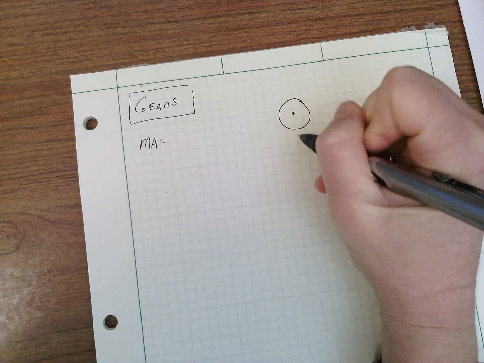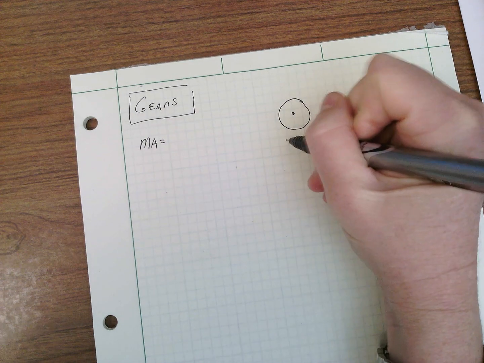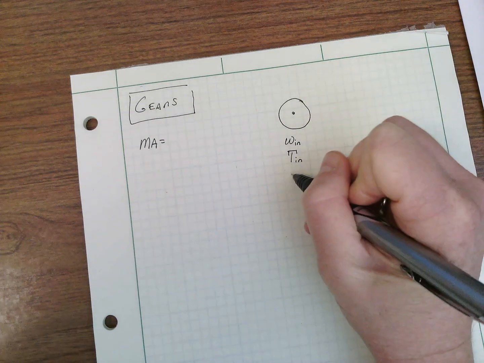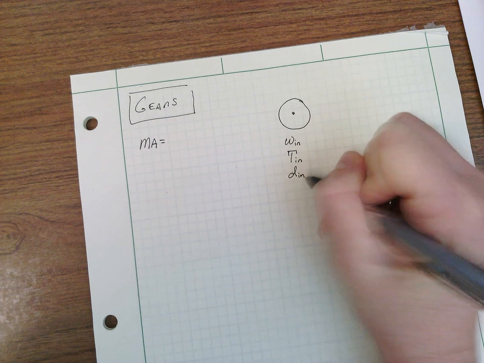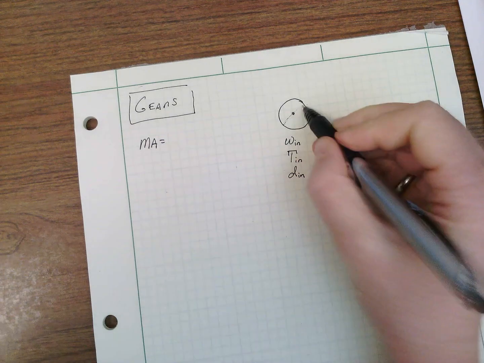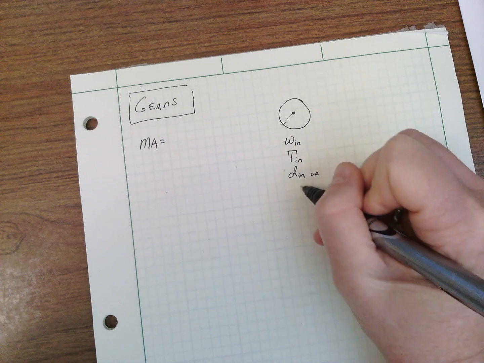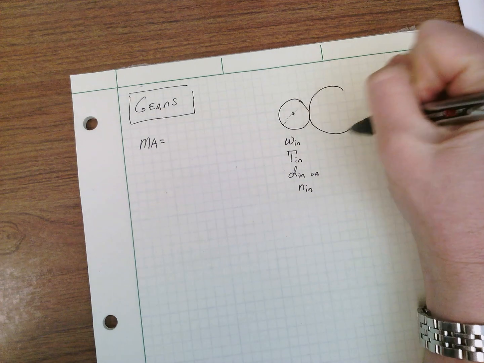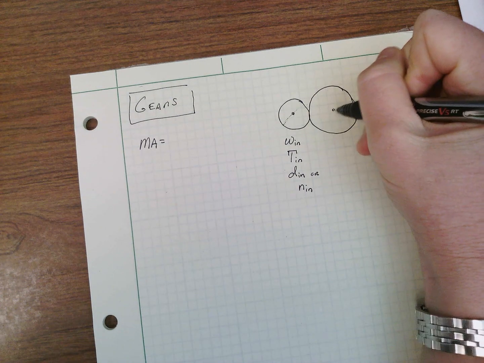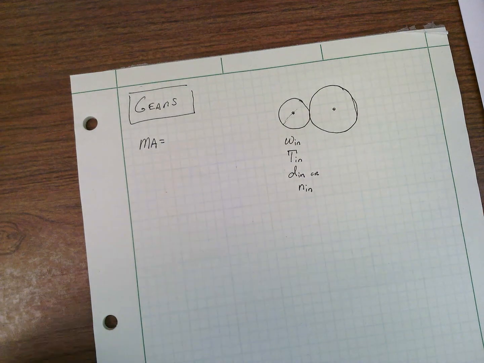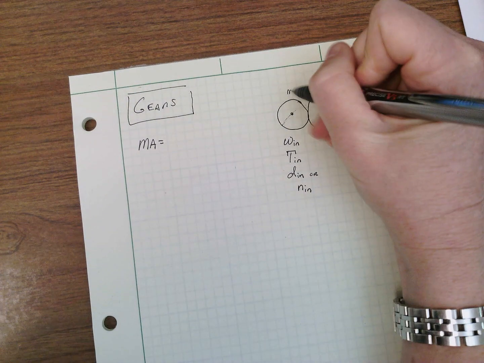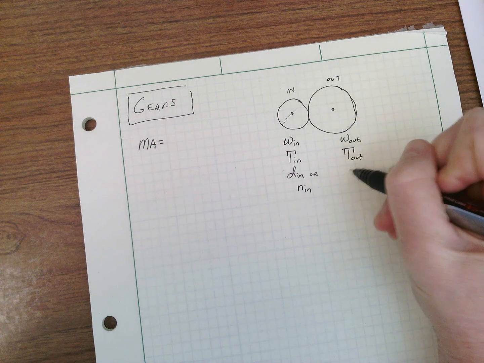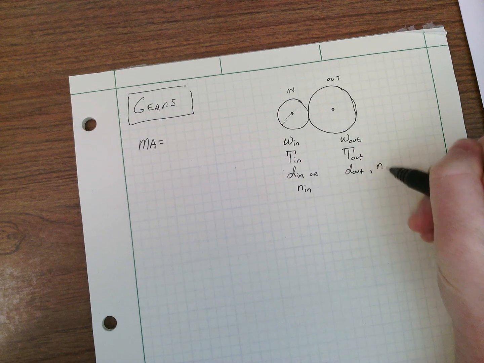So this is our input gear. It's got a known angular velocity and a known input torque. We'll also say it's got a known diameter, or, in parentheses, a known number of teeth, because the teeth on gears need to be the same size in a gear set. They need to match. So another equivalent to diameter is the number of teeth. On this side, this is our input, and this is our output gear. We've got omega out, torque out, and D out, or number of teeth out.